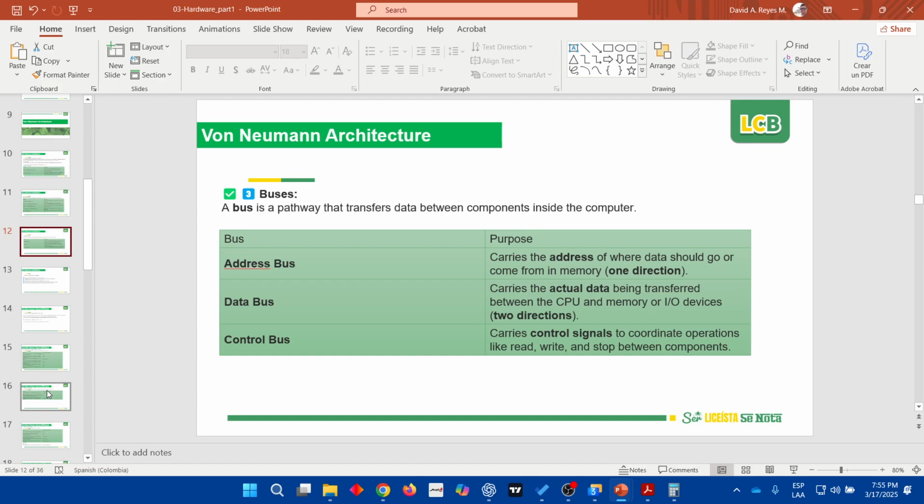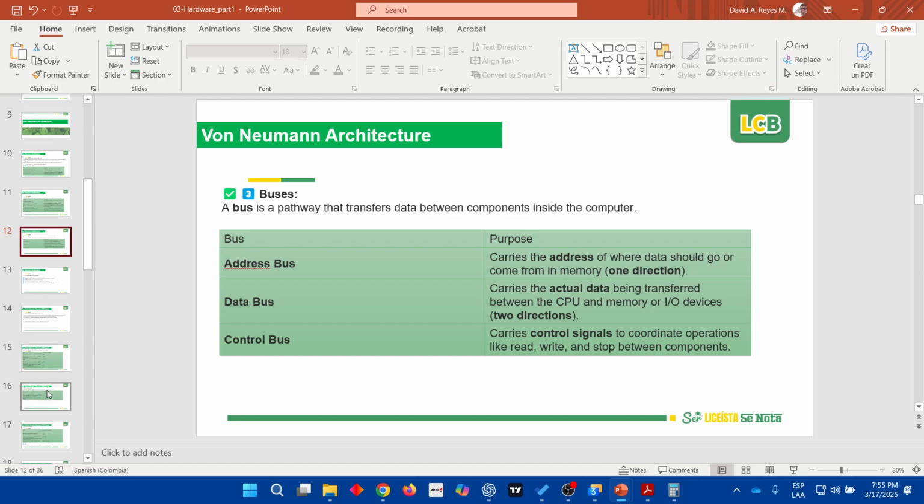Ya no estás llevando dos cosas, una nueva dirección que va en el address bus y llevas el 7x2 igual a 14, que sería el data bus. So the actual data that you are going to transfer from the CCA to the Agora, okay? And the control bus carries control signals to coordinate operations like read, write, and stop between components.